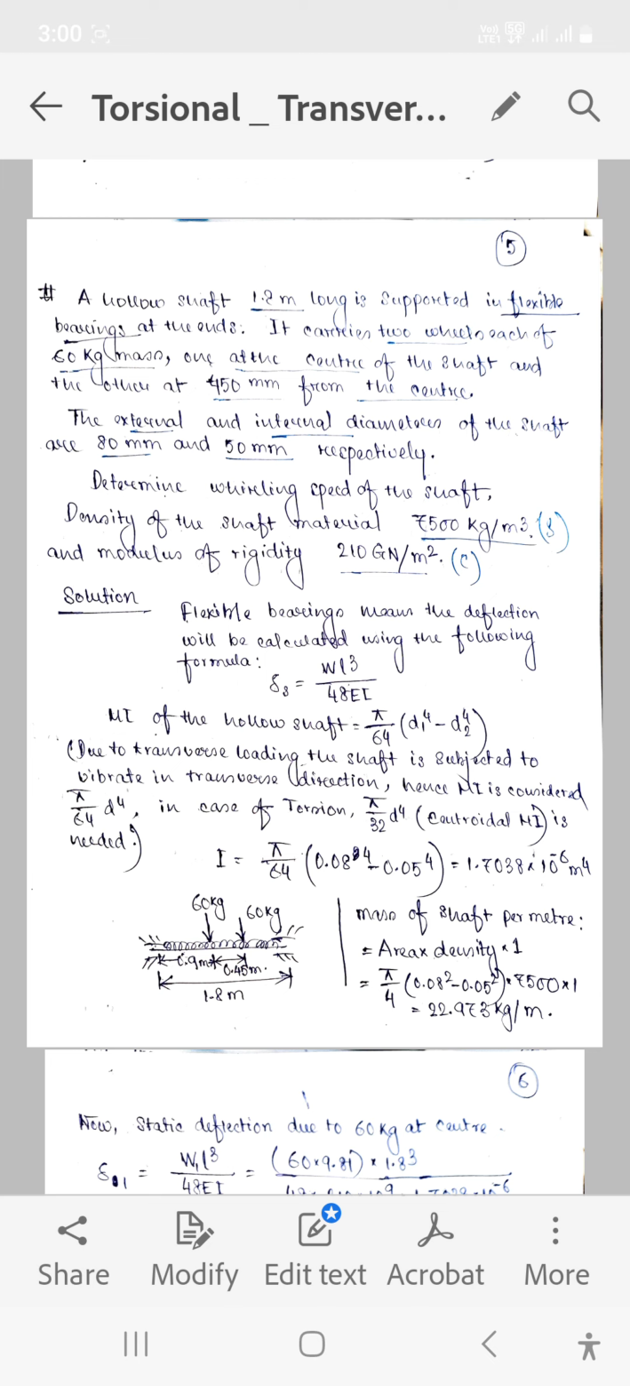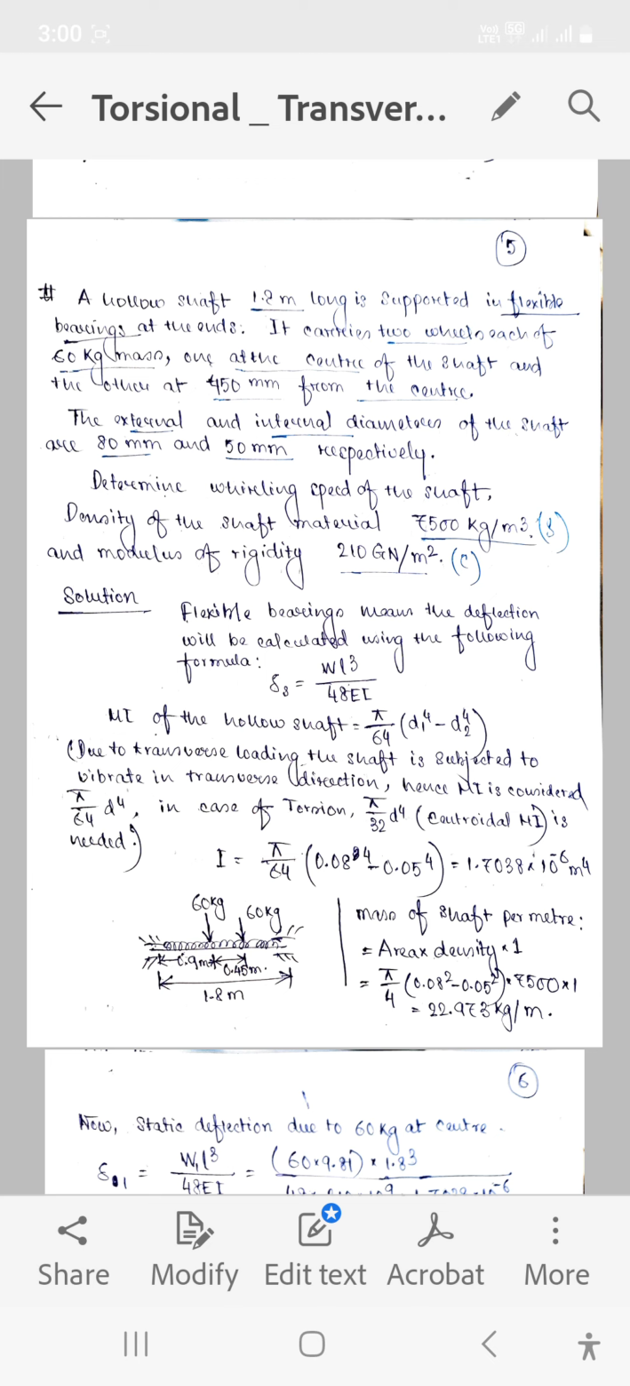So coming to the solution of the problem, with flexible bearings, the deflection due to the central load will be calculated by WL cube by 48 EI. The moment of inertia of the hollow shaft, the cross-sectional moment of inertia, will be pi by 64 times d1 to the power 4 minus d2 to the power 4, as it is hollow.